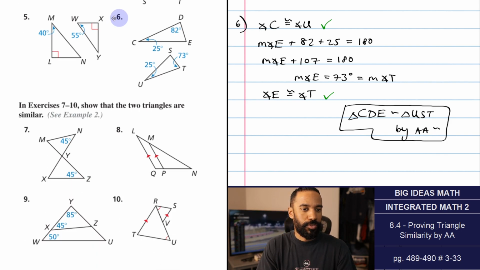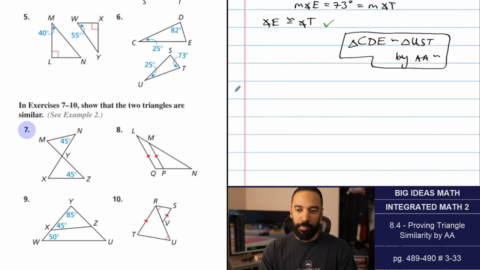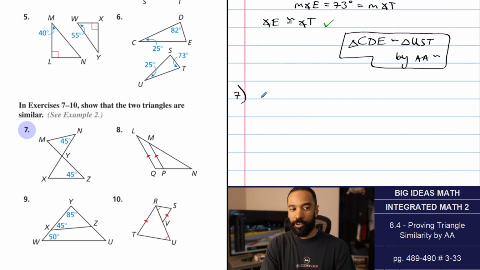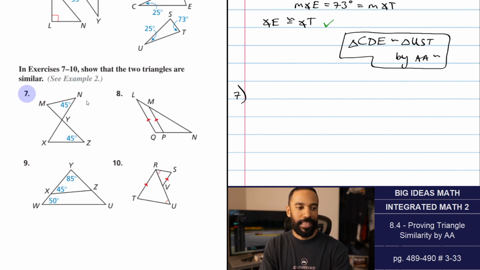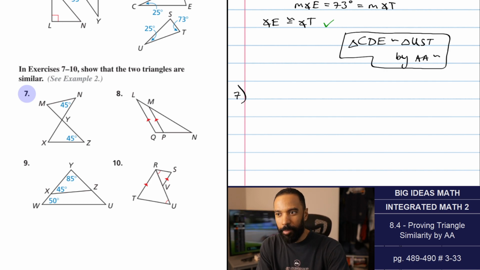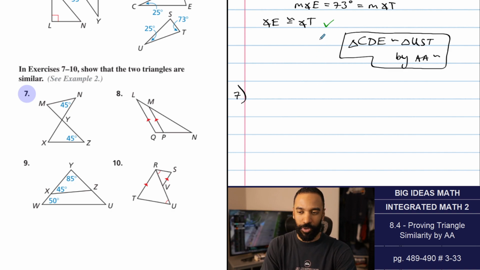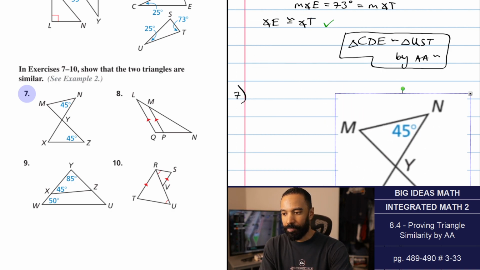Number 7 through 10. Show that the two triangles are similar. So I probably will copy and paste these ones over because I want to mark them up more. The first set was determine whether they're similar. This time they are similar. Let's show it. More like a proof thing. It probably would make sense to do these as proofs. I'm just going to mark things up and kind of tell you as they are.